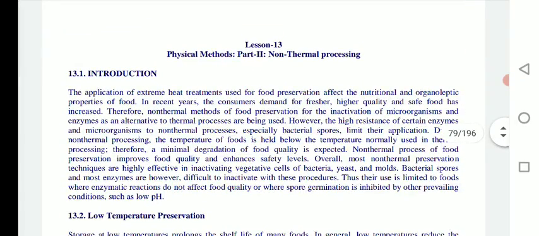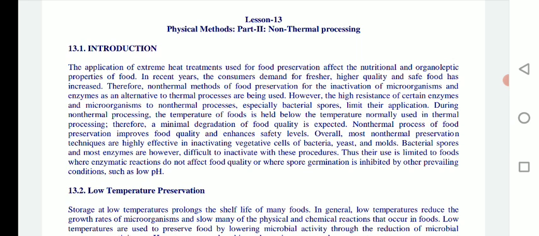Now in this video lecture we'll study the non-thermal processing, and this method includes treatments other than which are dependent upon temperature, and it includes different kinds of chemical method as well as radiation based methods. So the application of extreme heat treatment used for food preservation affects nutritional and organoleptic properties of food. So it is clear that after heating food, the nutritional properties of that food get altered, flavors get altered, natural aroma and other things they get altered.